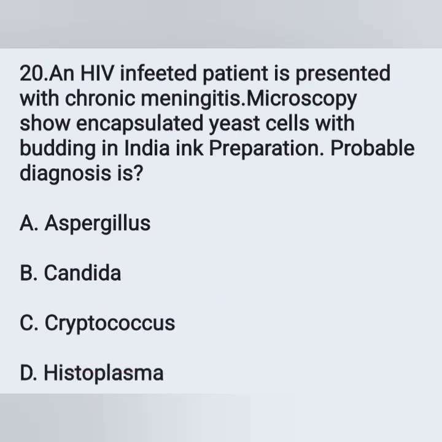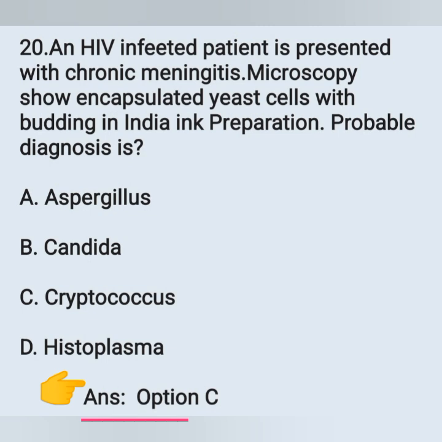Move on to the next question. An HIV infected patient presents with chronic meningitis. Microscopy shows encapsulated yeast cells with budding in India ink preparation. Probable diagnosis is: option A Aspergillus, option B Candida, option C Cryptococcus, option D Histoplasma. Question is, an HIV infected patient with chronic meningitis shows encapsulated yeast cells budding in India ink preparation. So what is the diagnosis? Which infection can occur in the patient? It is due to cryptococcal infection. Okay, option C is the correct answer.